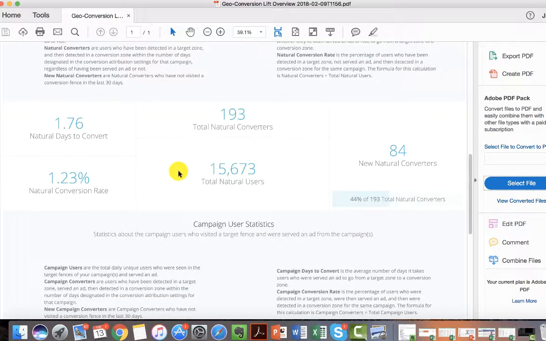This section down here tells us what the natural conversion rate is, meaning the natural number of individuals or times that someone has either come to that company's location, or have been repeat customers and have been there on more than just once. And so what this is telling us is total natural users 15,000, total natural converters 193. And so what that's telling us is they have a 1.23% natural conversion rate.